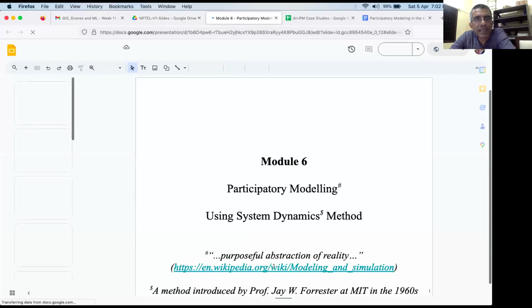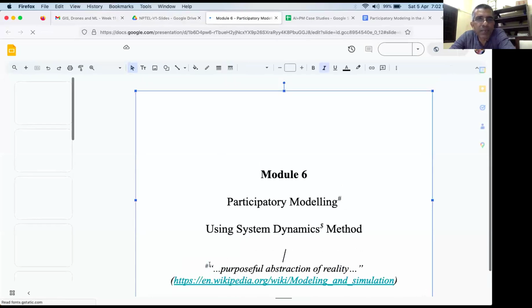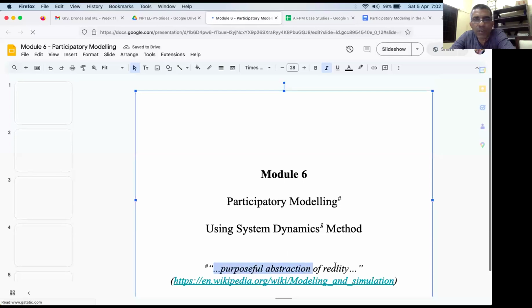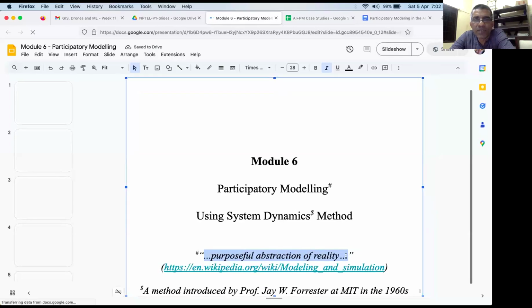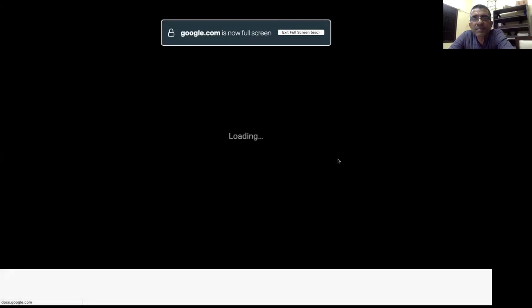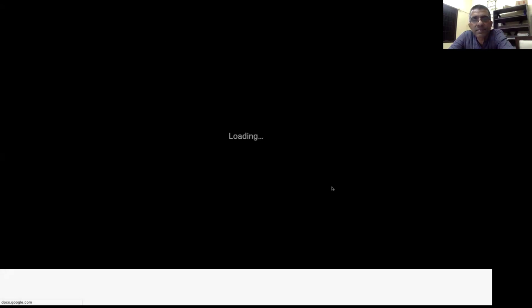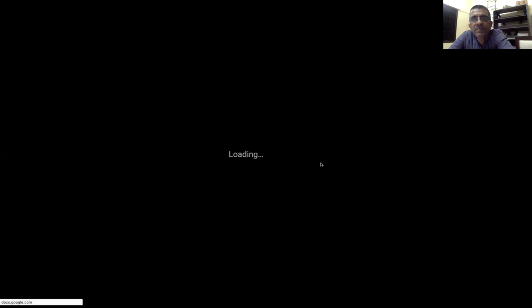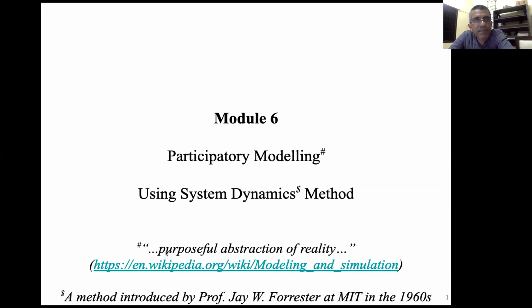So basically, what is a model? Can somebody explain what this is? Varun sir, purposeful abstraction of reality. What do you feel model means when we say this? Or anybody else? Can you just have a go at it? When I say model is a purposeful abstraction of reality, what do I mean by that? Any volunteers?